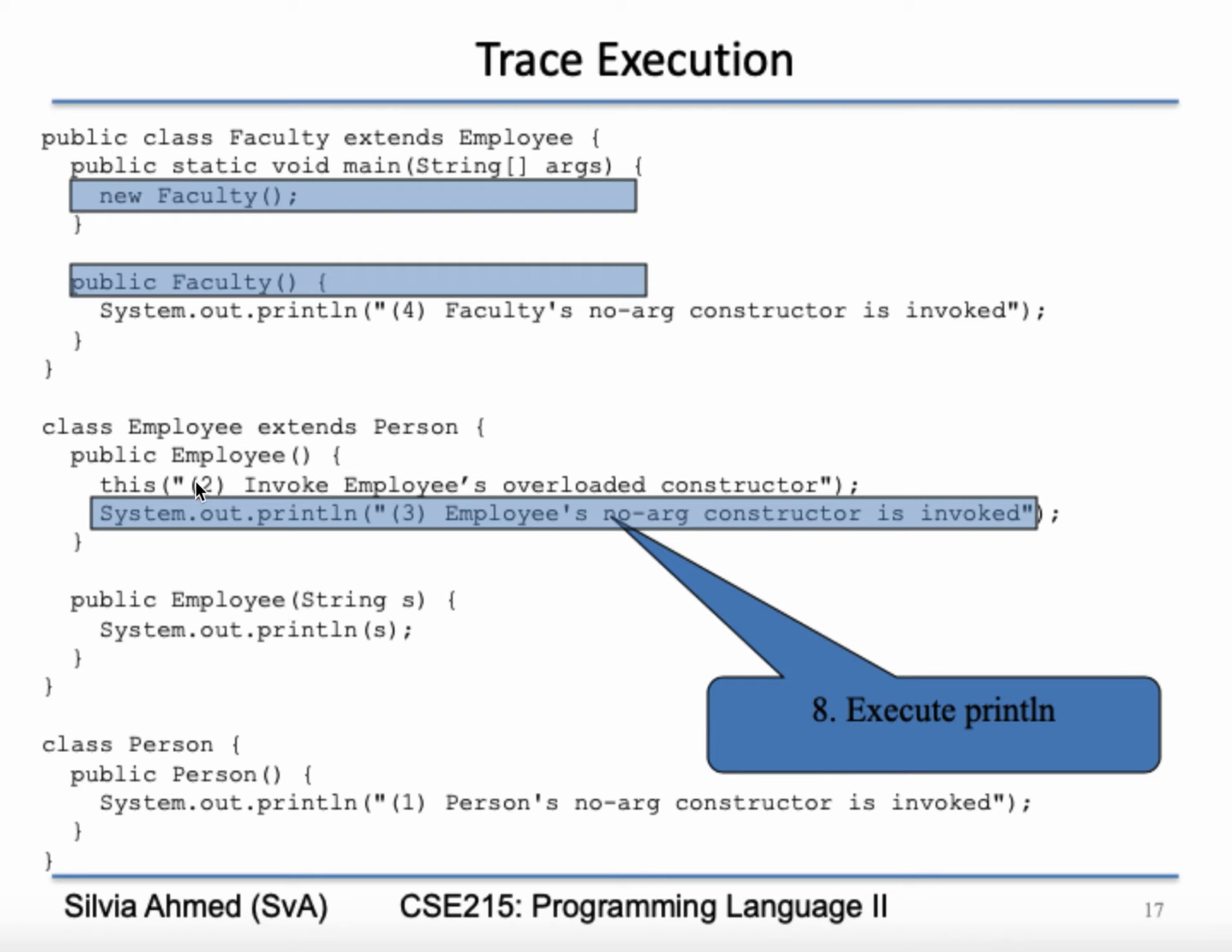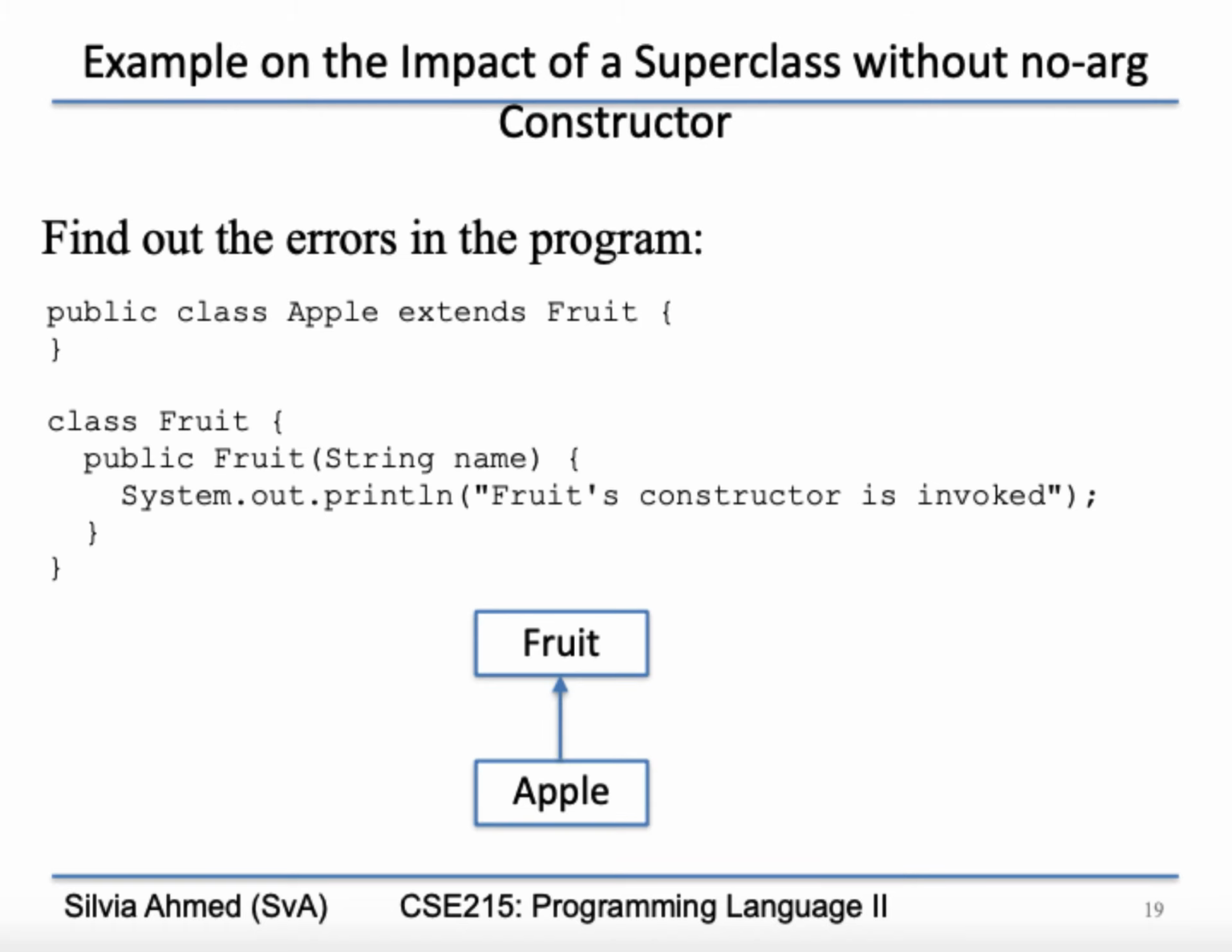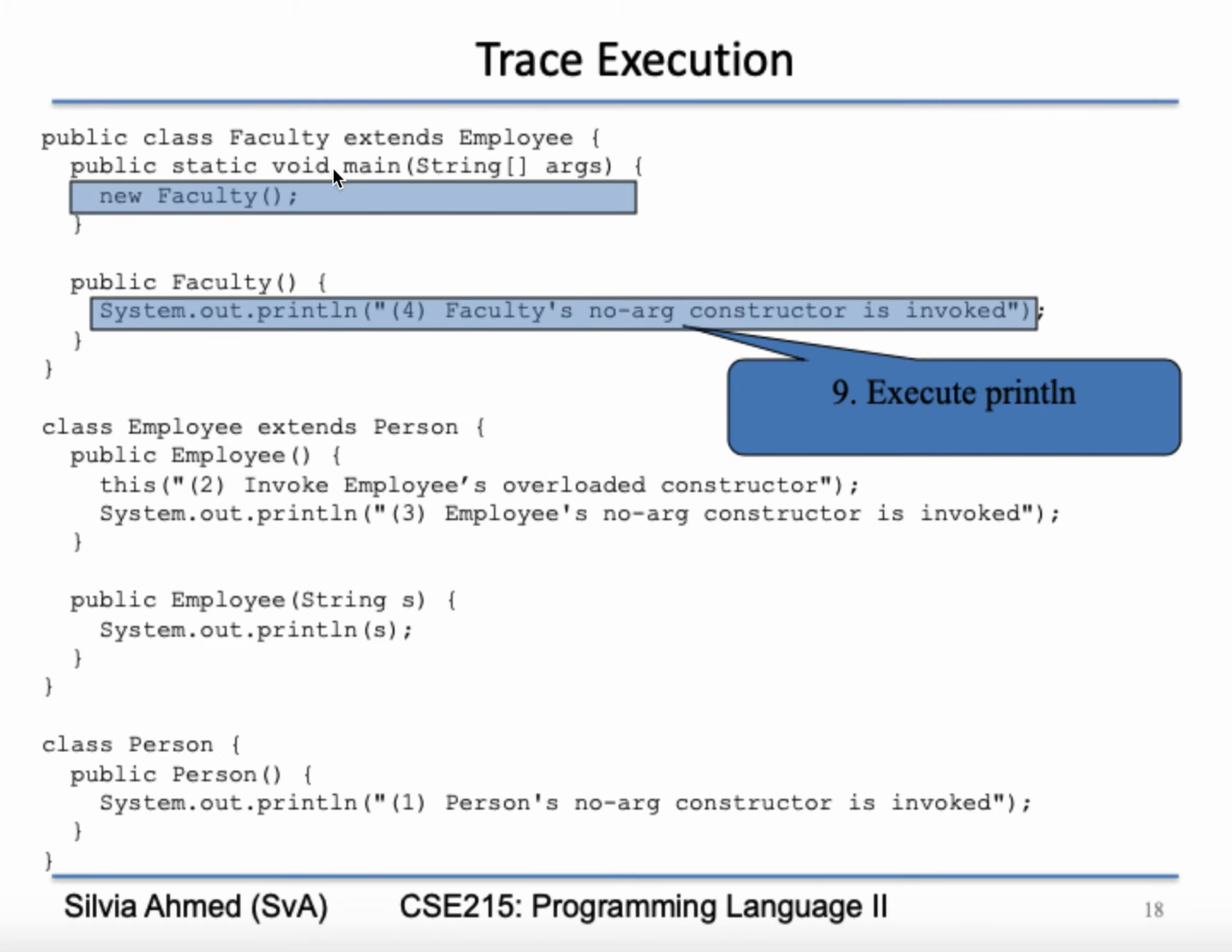Since this is done, it will execute the next line. So it will print the statement 3, Employee's no-argument constructor is invoked. Then it will go back to the part where it was called from, which is here, and it will execute the print line here, 4, Faculty's no-argument constructor is invoked. After this line, it will go back to the main method, and inside the main method there is nothing else, so the program will terminate its execution.